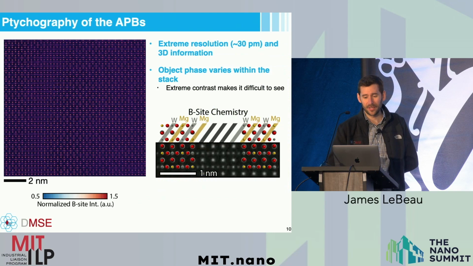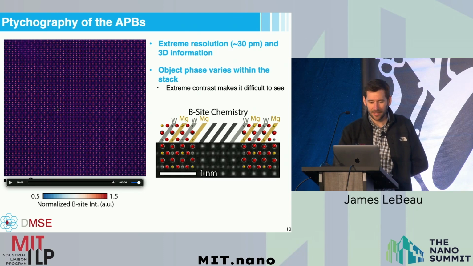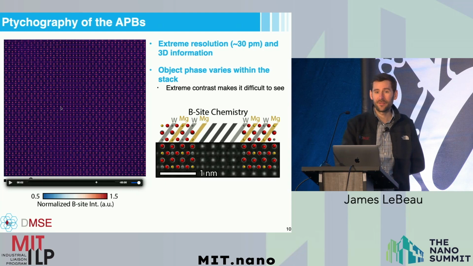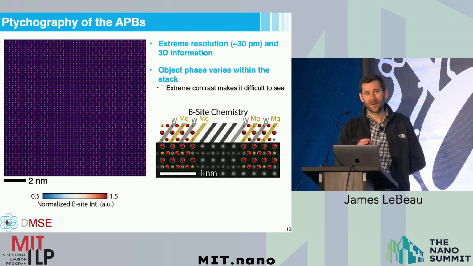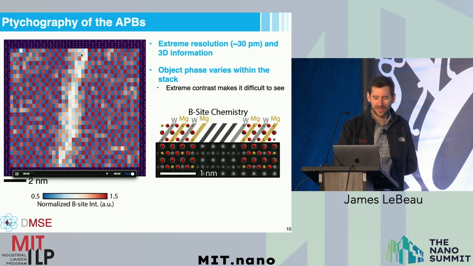So if we look here, this is a reconstruction. If you look carefully in this data set, you'll see intensity sort of walk along from the left-hand side to the right-hand side. You can kind of see it sweep along there as I sweep back and forth. That's our antiphase boundary. It's the extreme resolution of these images, though, that makes it very difficult to see this by eye. So we can extract this information and plot it in a different way. This is just looking at the magnesium and tungsten sites. And what you can see there is the chemical disorder at the phase boundary.